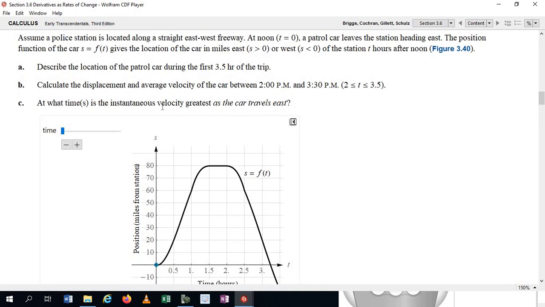Okay, so that's how you handle something like this. If you want to find instantaneous velocity and you're given the graph of the position function, the graph in terms of time versus position, then you can find it by looking at the slope of the tangent lines. Remember, the slope of the tangent lines gives you the instantaneous velocity. Okay, and so that's how you can answer part C.